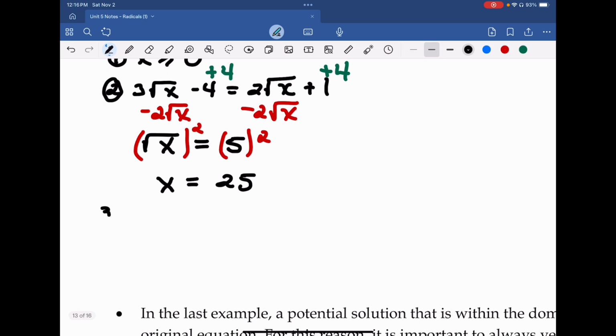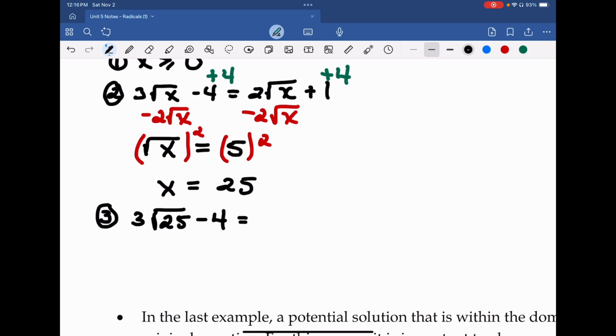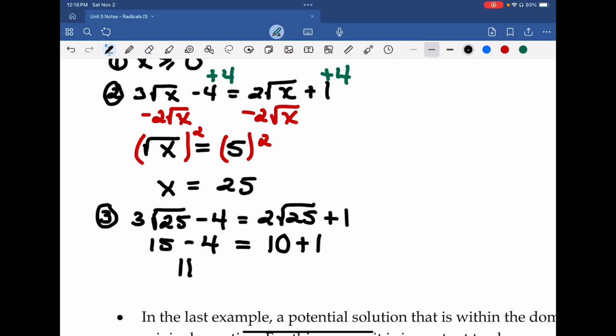Now, to verify in step number 3, we just plug it back into the original. 3 square root of 25, minus 4, is equal to 2 square root 25, plus 1. Well, this is the same as 3 times 5, which is 15, minus 4, which is equal to 2 times 5, which is 10, plus 1. And what we get is that 11 equals 11.